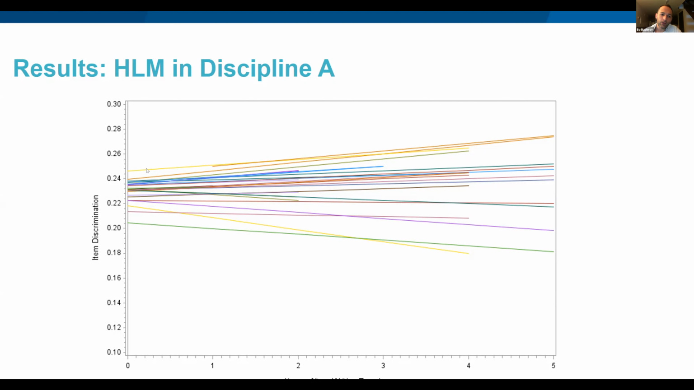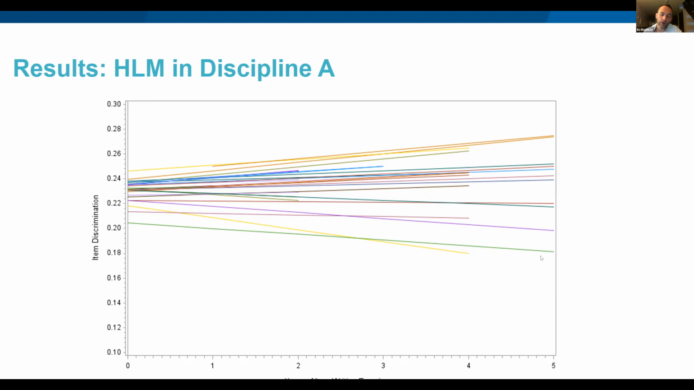In this case, neither the origins or the intercepts of these lines vary significantly, nor do the slopes. What this means is that item authors did not differ in item discrimination of the items they produced when they started their terms of service with 0 years of experience, nor did they change significantly over time or from each other as they gained more experience.